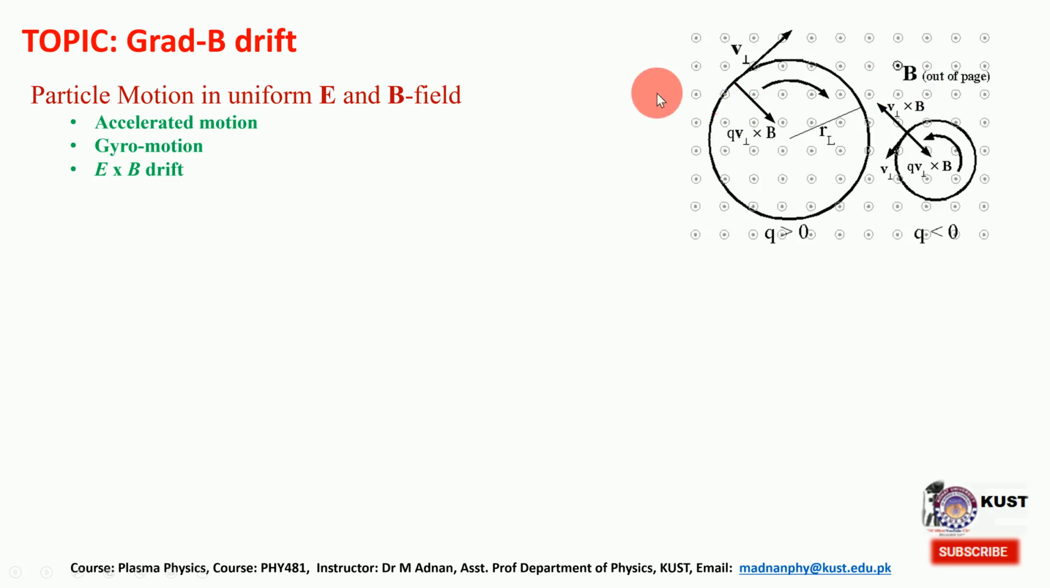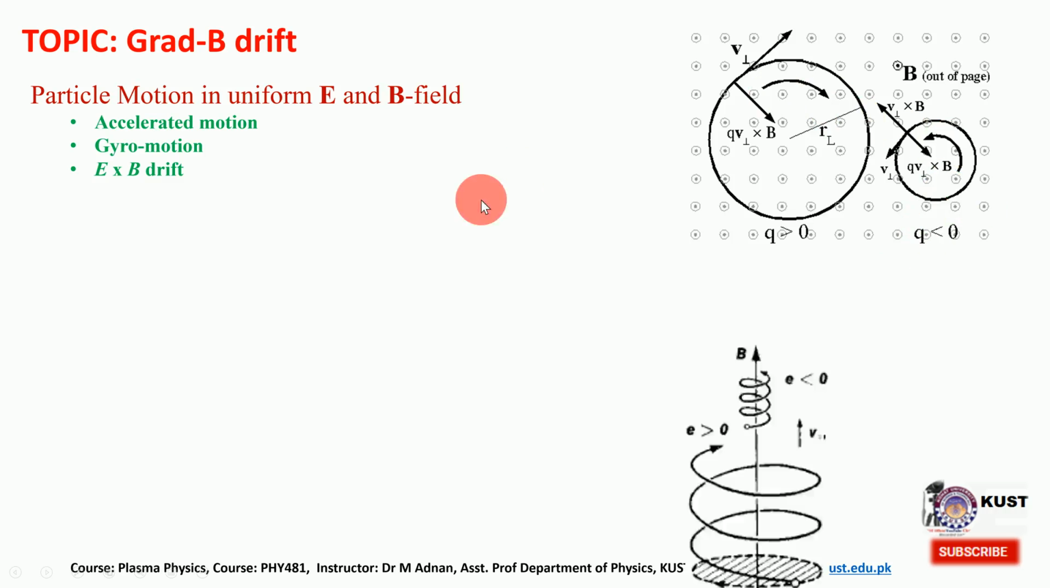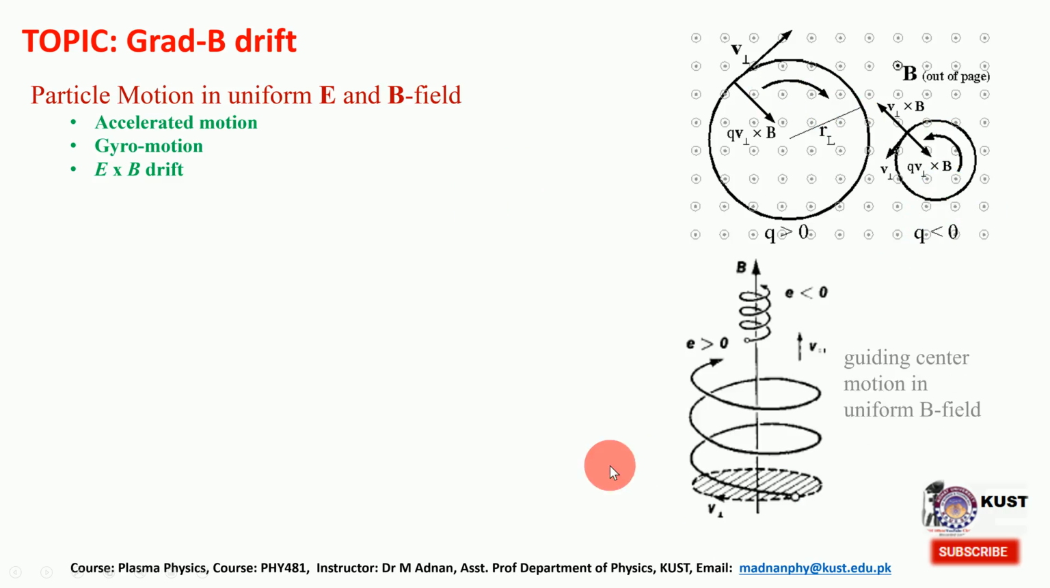So when a charged particle is moving perpendicular to these field lines, it will start a gyro motion, experiencing a force. Now this V perpendicular is important. This is the Larmor radius, and this is for the charge, let's say one is for the electron and the other is for the ions. And this is the guiding center motion in a uniform magnetic field.